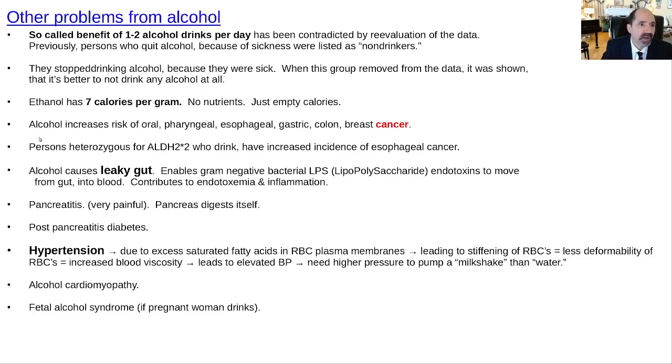Okay, other problems for alcohol. The so-called benefit of 1 or 2 alcoholic drinks per day has now been contradicted. The data has been reevaluated, and it turns out that they were including persons who quit drinking alcohol because they were sick in the category of non-drinkers. So these people, for whatever cause their alcohol did to make them sick, that could contribute to why they died early. So the point I'm saying is it appears that the previous idea of 1 or 2 alcohol drinks per day is not really that true.